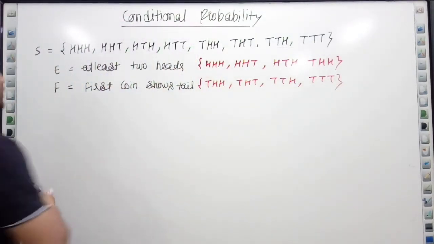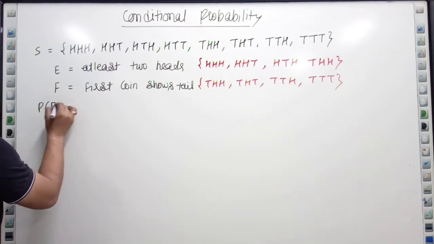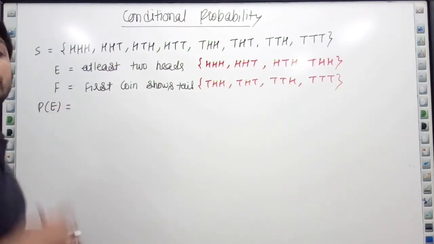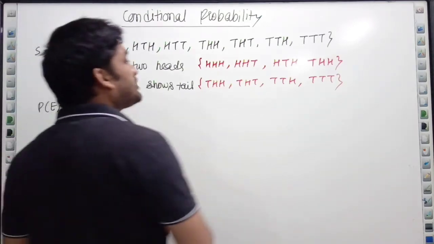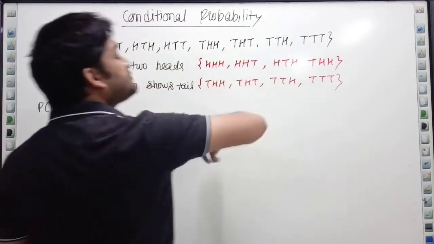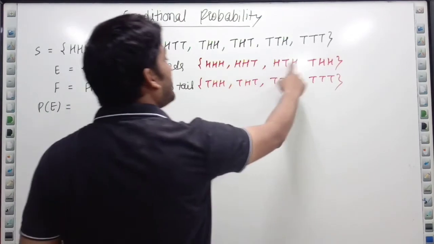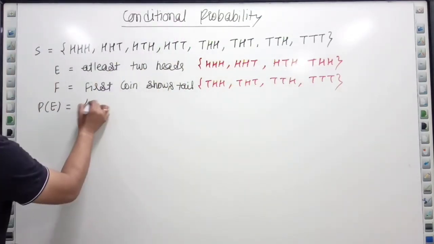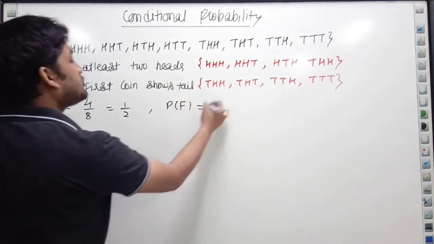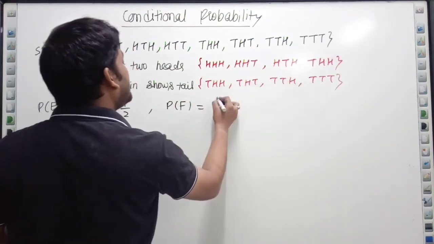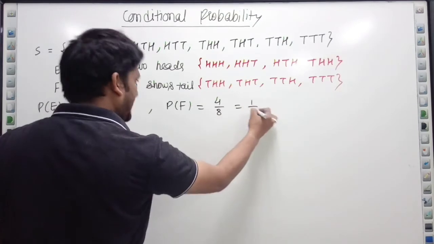So, probability of occurrence of E. Probability is favorable number of outcomes upon total number of outcomes. And here, favorable number of outcomes, we have 4 outcomes. Each has probability 1 by 8, 1 by 8, 1 by 8, 1 by 8. So we have 4 by 8, that is 1 by 2. Likewise, the probability of F is also 4 by 8, that is 1 by 2.